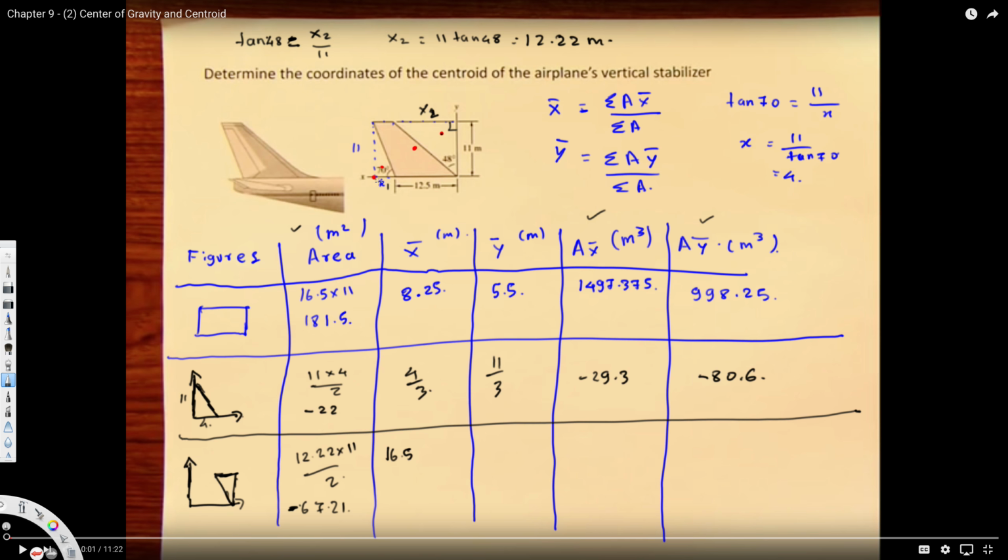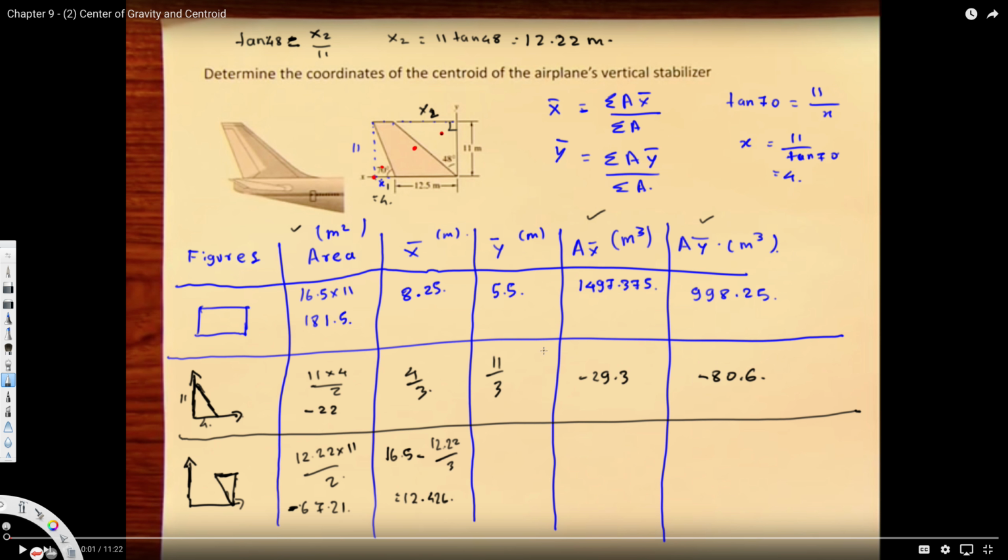I know this total distance is 16.5, right? Because this 12.5, we know x1 is equal to 4. So this 16.5, and I had to subtract this 12.22 divided by 3, because the centroid of the triangle is 1/3 from the height and the width. So that's how we know this is exactly right here. So from this one, we will get the information that this is equal to 12.426.